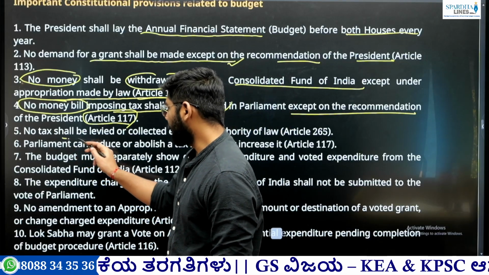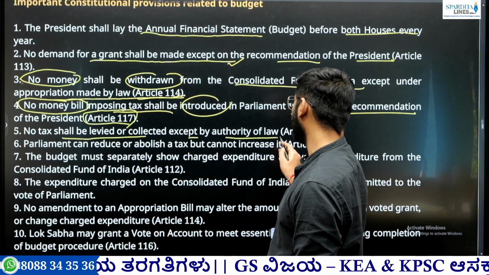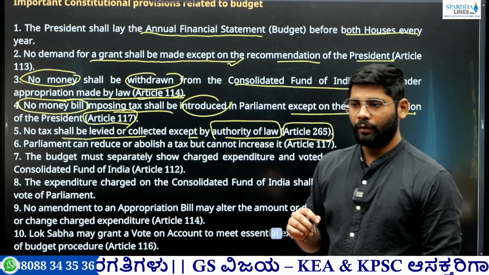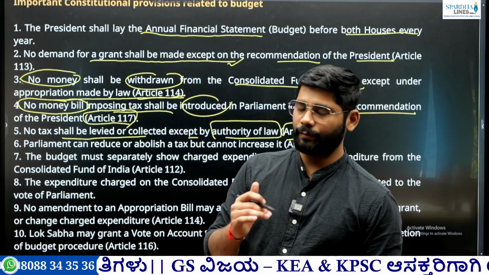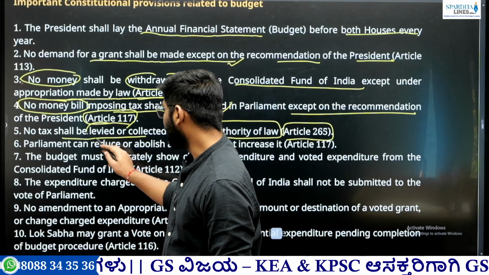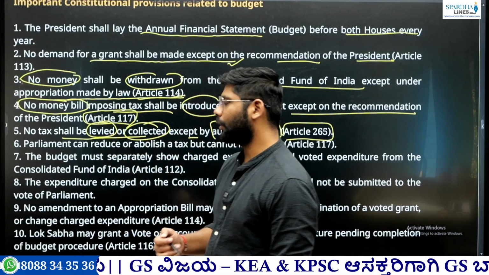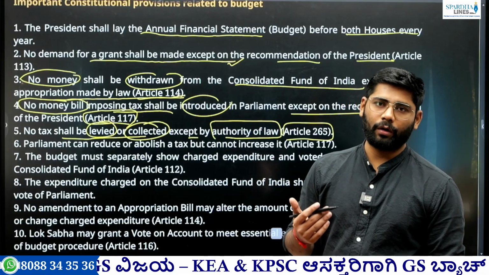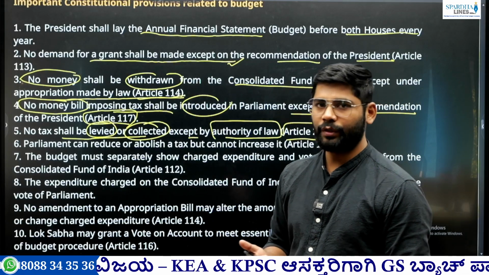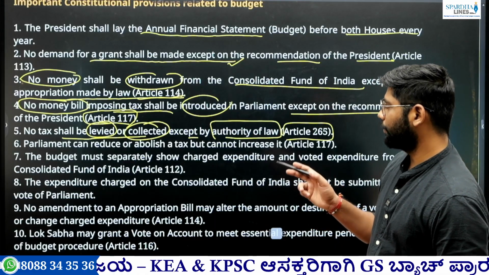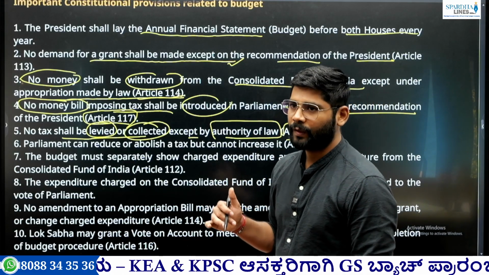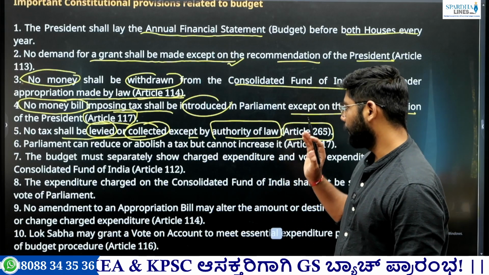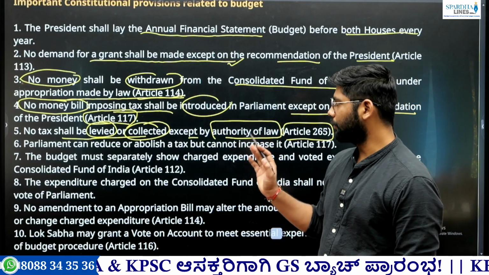Then no tax shall be levied or collected except by authority of law. This is introduced in Article 265, where the authorized person or office must levy and collect the taxes. There is no other person. If the law or the Constitution has given the power to levy and collect certain taxes to the state government, then these taxes must be collected by the state government. The Union government and local government cannot proceed with it. So this is the condition: the authority must do these things.